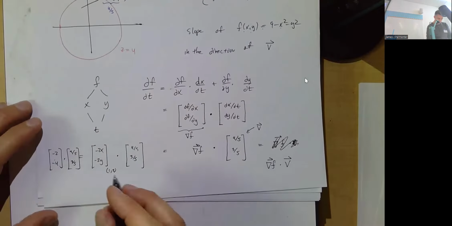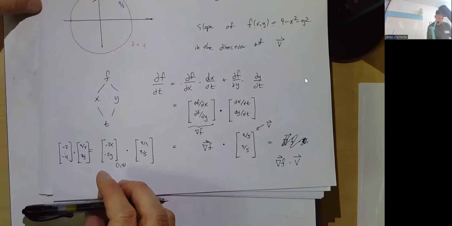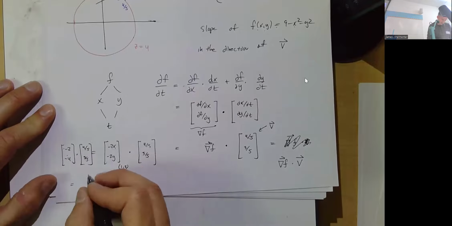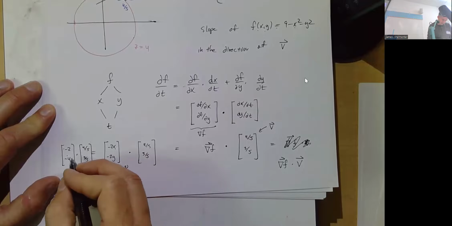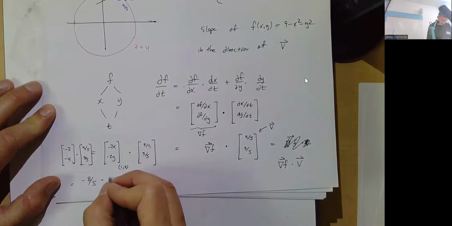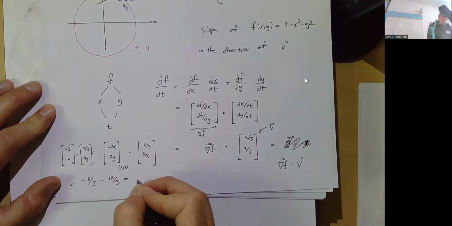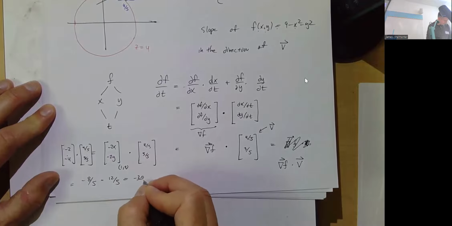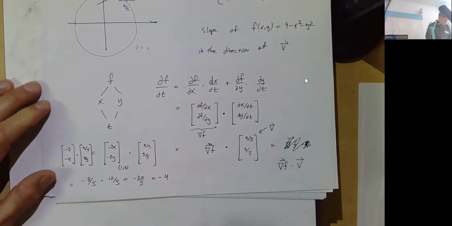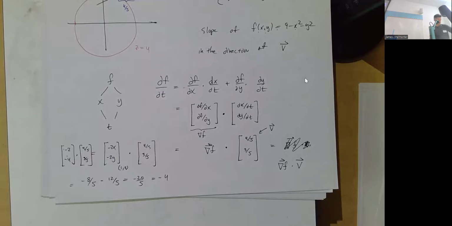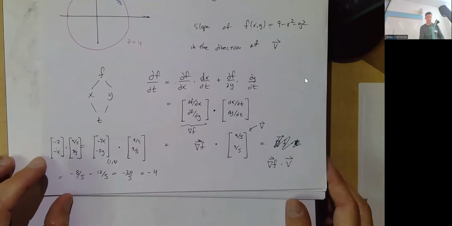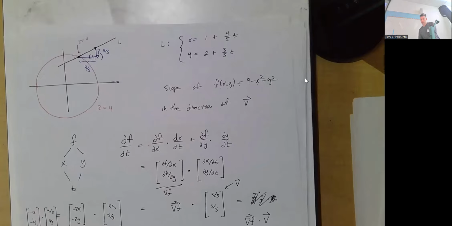So that ends up equaling negative 2 times 4/5 plus negative 4 times 3/5, which ends up being negative 20 over 5, which is negative 4. Feels slightly wrong for some reason. Nope, that's all right.